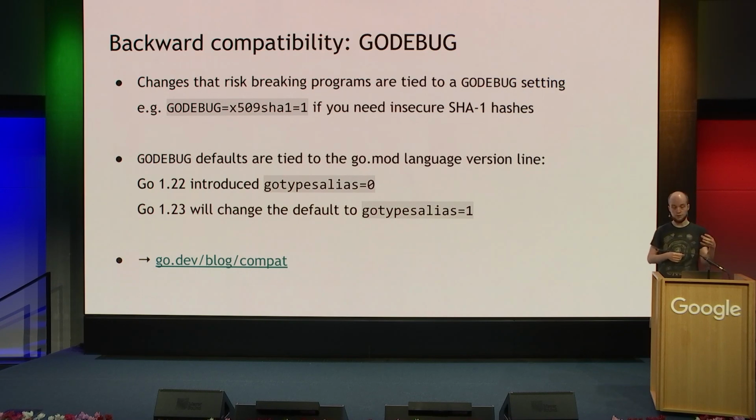The default values for these GODEBUG knobs are tied to the go.mod language version line. As another example, in Go 1.22 we introduced gotypesalias=0, and in 1.23 the value will change to gotypesalias=1. Why did we introduce it with the default value of 0? So that people have time to check their programs, run them with gotypesalias=1, see if anything breaks, make adjustments, and then be ready by the time the release comes out. These GODEBUG knobs are maintained for at least 4 versions of Go, meaning a time span of 2 years. So you should have plenty of time to make compatibility adjustments.